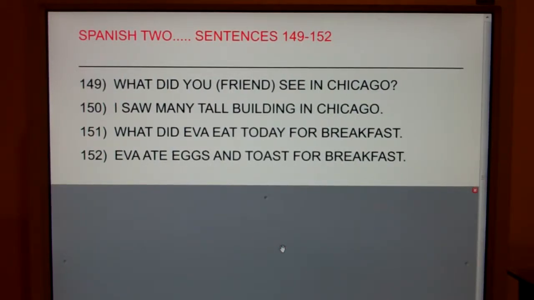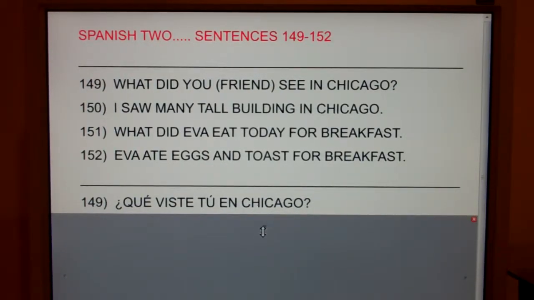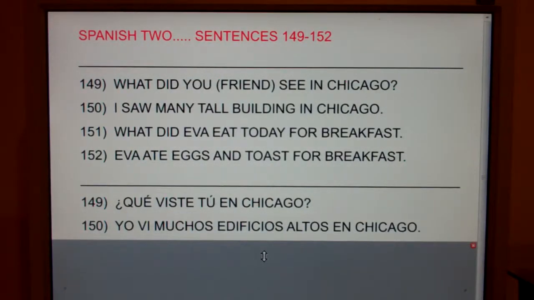149. Ask your friend, what did you see in Chicago? ¿Qué viste tú en Chicago? 150. I saw many tall buildings in Chicago. Yo vi muchos edificios altos en Chicago.